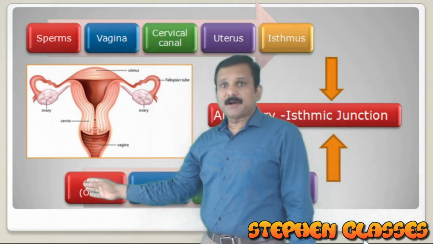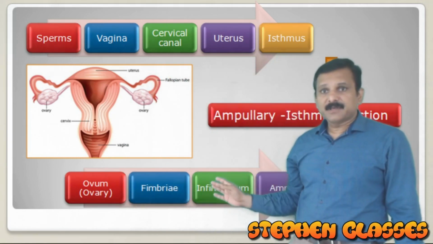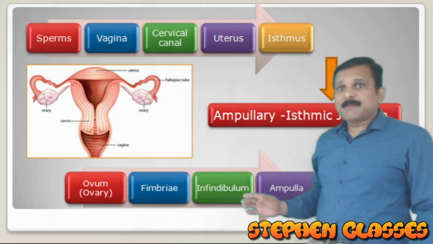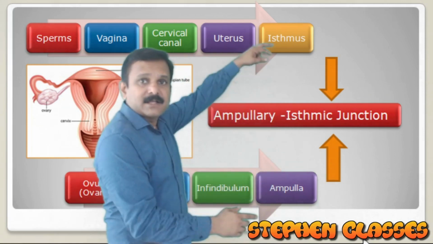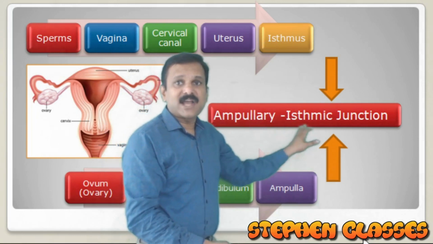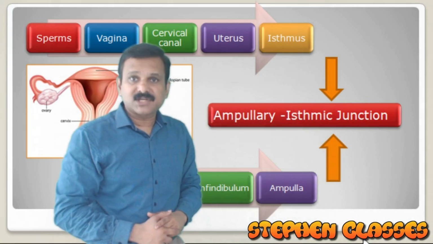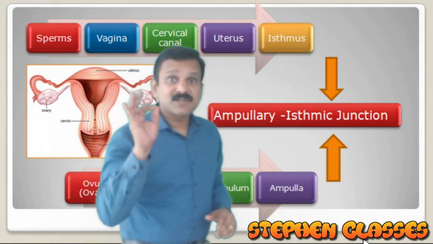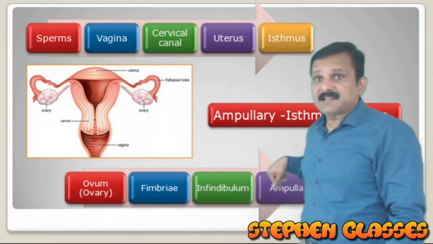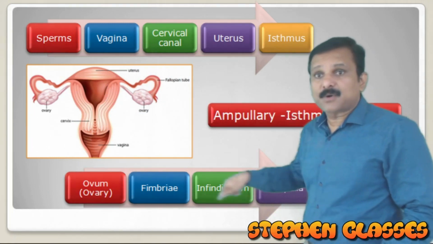Okay, and what about the ovum? The ovum, which is released from the ovary, will go to the fimbriae. Then there will be the infundibulum, from infundibulum to ampulla. And both of them simultaneously, the sperm cells as well as the ovum, have to reach this junction. Simultaneously, they have to reach the junction called the ampullary isthmic junction. Then only fertilization will happen. So the sequence of sperm cells and ova is very well represented here. You have to keep in your mind the correct path of sperm cells and ovum.